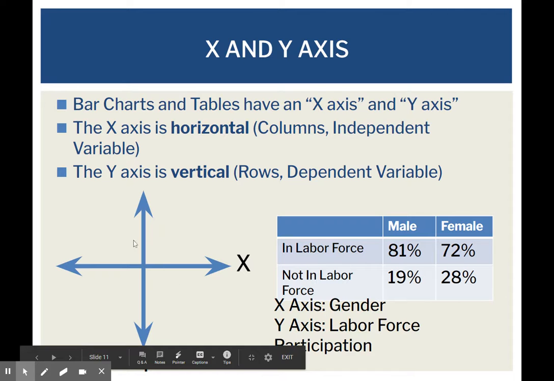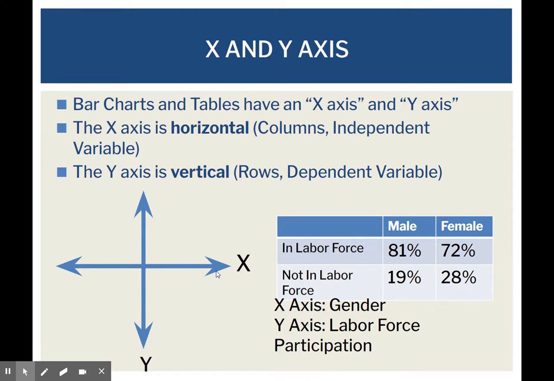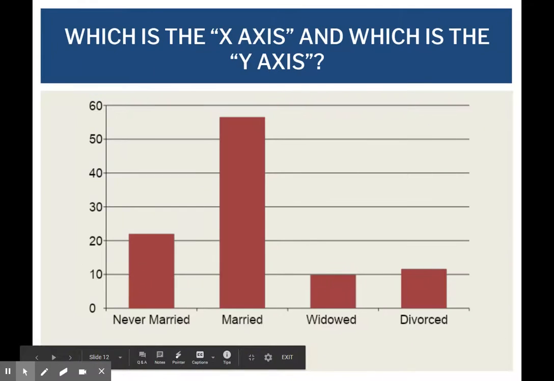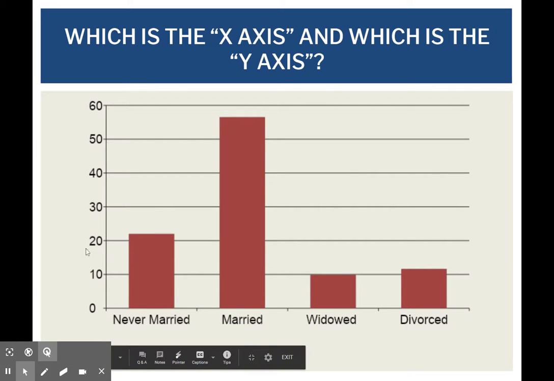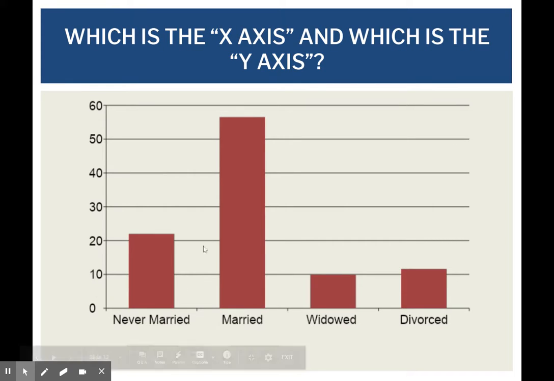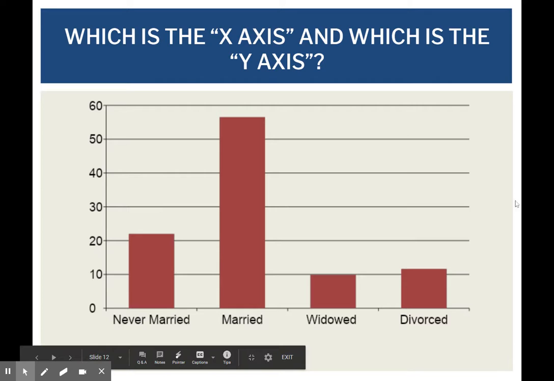So if we were making a bar chart and we were looking at gender and the labor force, on our x-axis over here, we're going to have gender, so male, female, and then percent in the labor force is going to go on this y-axis. So if we look at this chart, which one is the x-axis and which one is the y-axis? Correct. Our x-axis is going to be this one down here at the bottom: never married, married, widowed, divorced. And our y-axis is going to be over here with the scale.